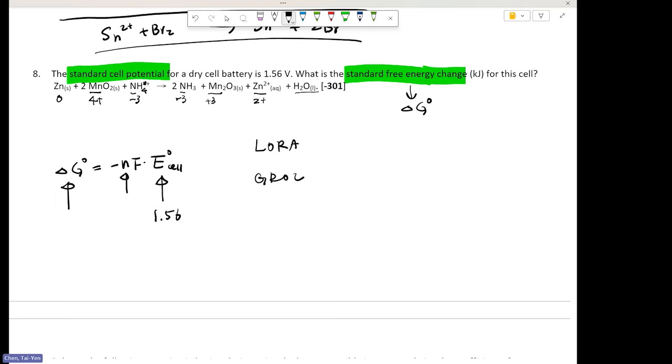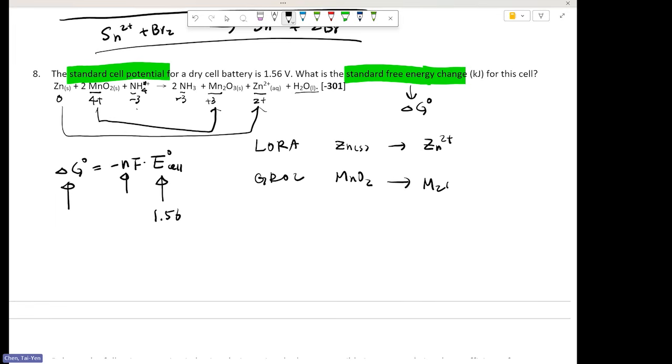So if you look at this, it goes from here to here. And then zinc goes from here to here. Those are the pairs that undergo the change of oxidation number, right? So who is your anode? Your anode is the one whose oxidation number goes up, right? Therefore, you know it will be the Zn solid become Zn2+. Cathode will be your MnO2 become Mn2O3.